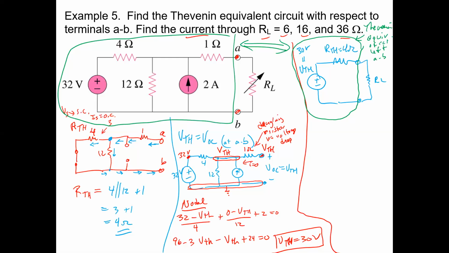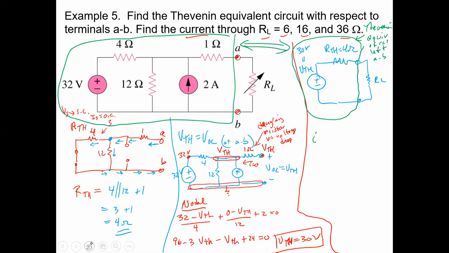Okay, but if you were going to go out into the field and you had some complicated power system, and you had to plug in different loads, and you wanted to figure out what the load was going to experience before you plug it in, if you knew the Thevenin equivalent, it would be really simple to find the load current, right?